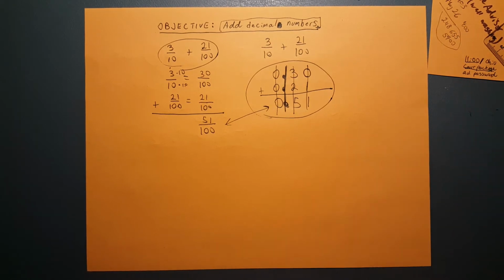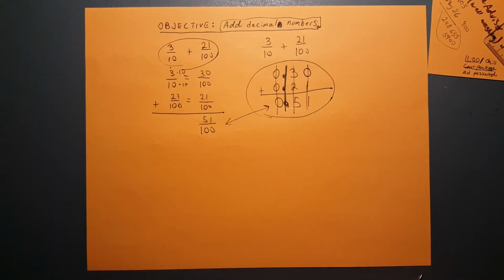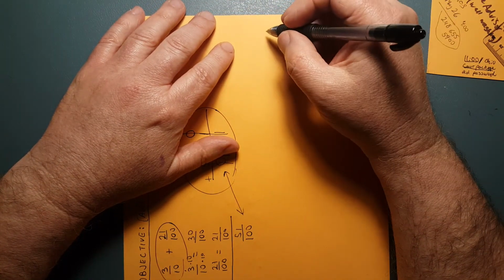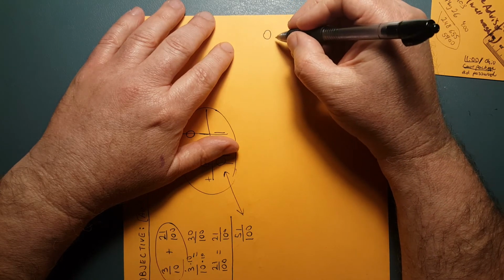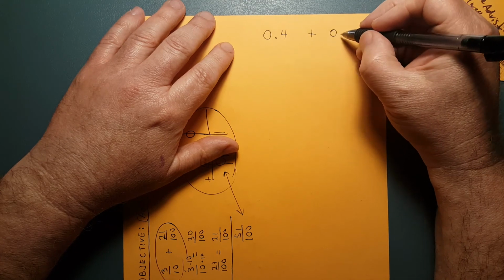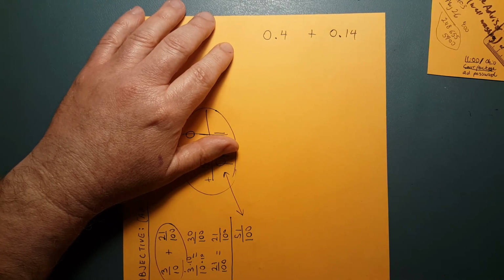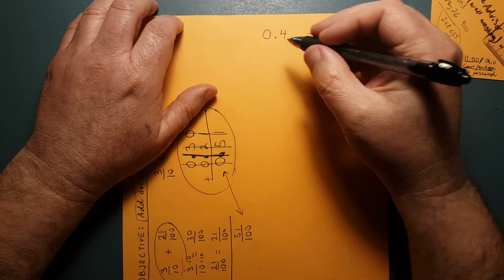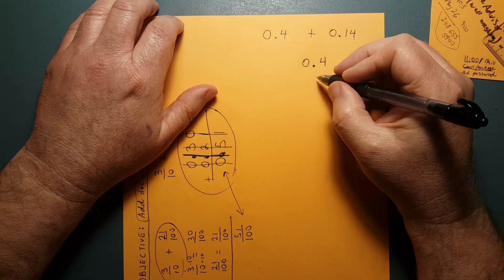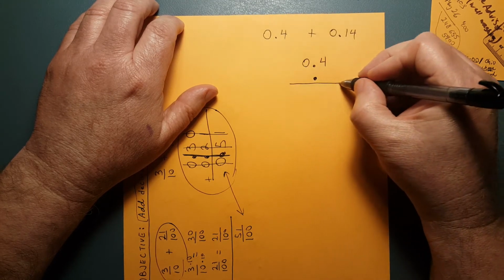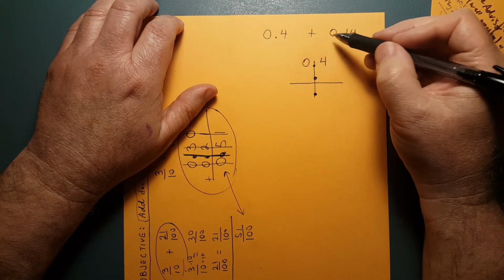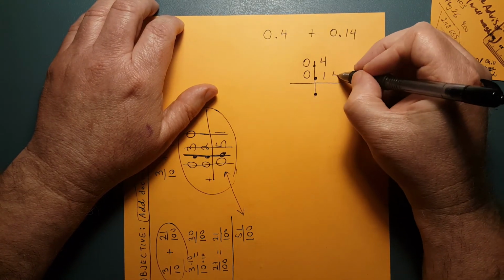So let's try an example. Let's say you wanted to add 4/10 plus 14/100. The whole key to this, like I said before, is lining up the decimal points. So I'm going to put 0.4. And before I even write the 0.14, I'm going to put the decimal point right there. I might even start putting my answer here, make sure I have a nice straight line with all these decimal points. I'm going to put 0.14.